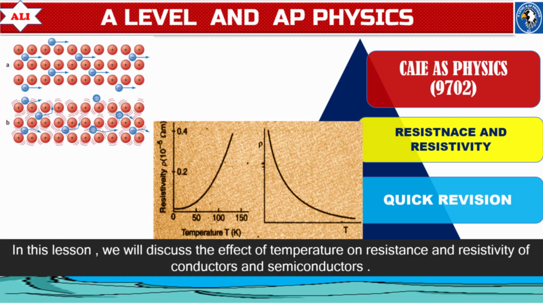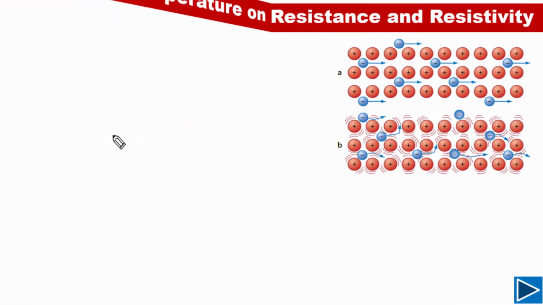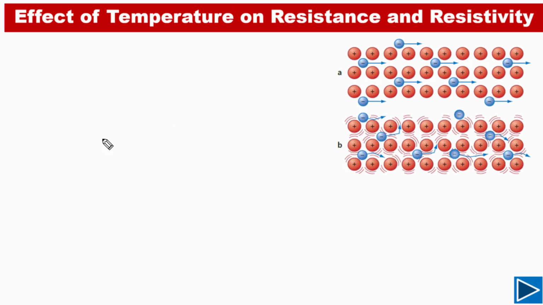In today's lesson, we will discuss how temperature affects the resistance and resistivity of conductors and semiconductors. This is a very important topic to understand resistance and resistivity in detail. First of all, let's try to understand what is the effect of temperature on resistance and resistivity of conductors. So we are talking about conductors now, and then we will talk about semiconductors.